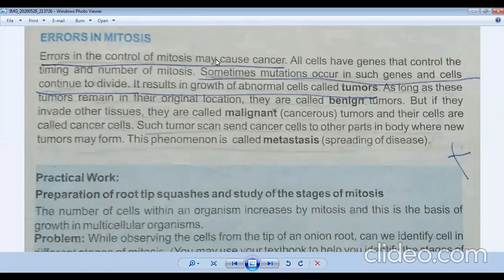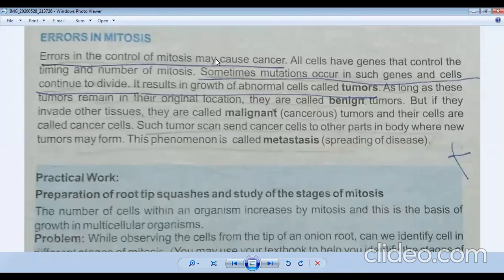As we have studied, due to mitosis one cell divides into two, then two into four, four into eight, eight into 16, and this is the order of cell division. But when there is an error, meaning a mutation, it matters because each and every cell in the body has special genes which control the division of the cell. When this division is disturbed, then an error occurs.